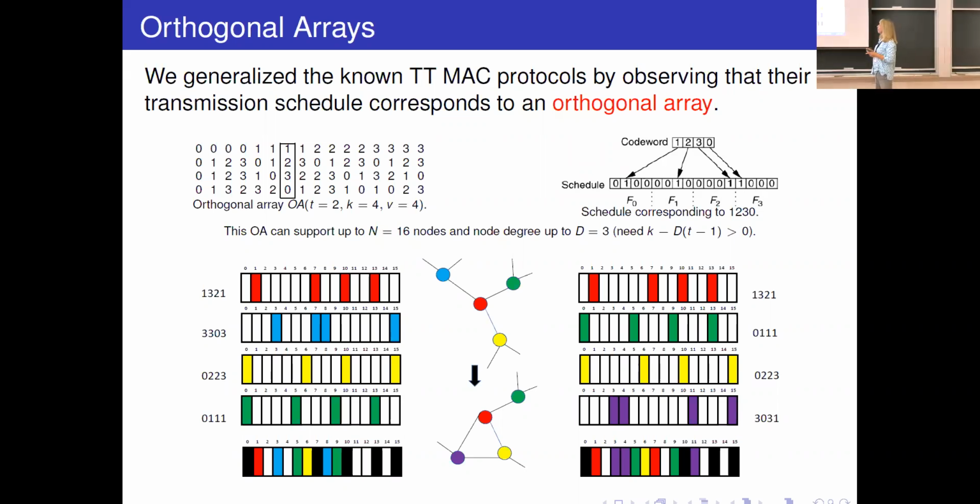And so what's the topology transparent idea? Let's focus on the left side of the figure right now, and let's assume that this is the current topology of the network. So I have a blue, red, green, and yellow node. And what I've done is I've just picked a random code word to assign to each node and built its corresponding schedule. And let's assume that we're synchronized on the frame boundary and each node is transmitting.